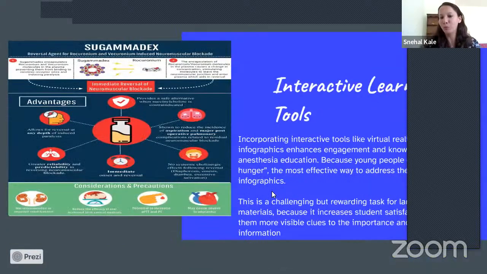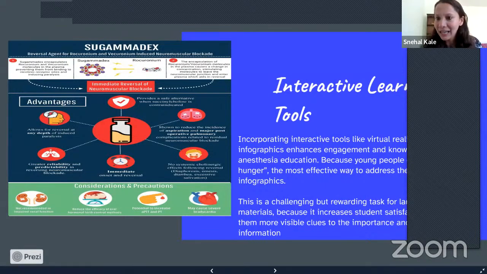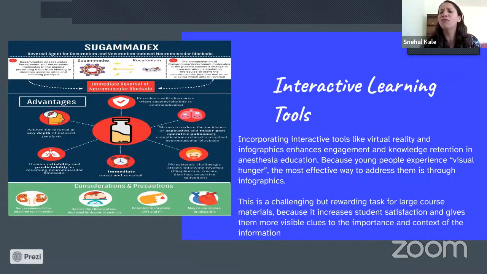So what do we do really to improve? We continue with our traditional teaching methods, which include even lecture-based learning. But what we could probably do is involve infographics, because this is a generation that's known for visual hunger. Just visually structuring your entire learning material can make it much easier for them to grasp the required knowledge. Of course, it can be very challenging, but a very rewarding task at the end of the day, because it increases student satisfaction. What's been generally seen is that it gives them more visible clues to the important things, and they are able to retain the information much better.